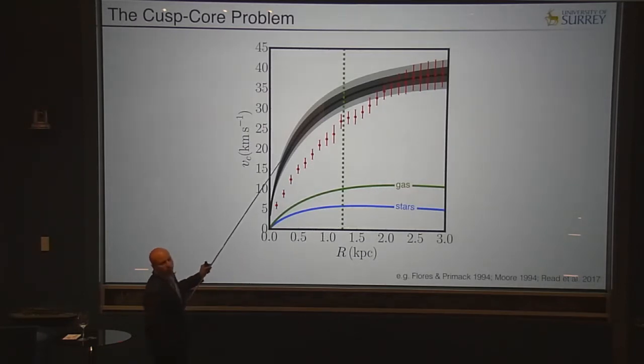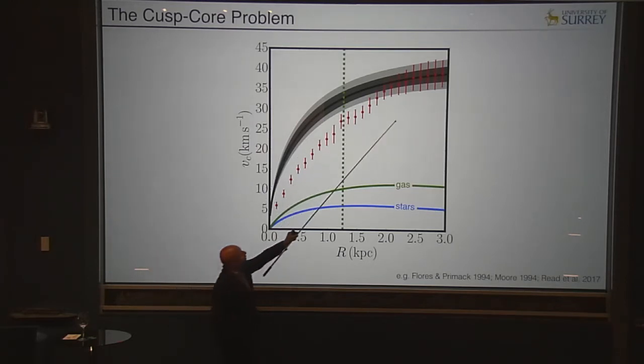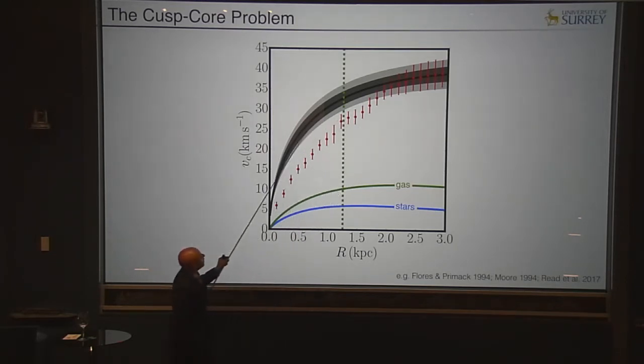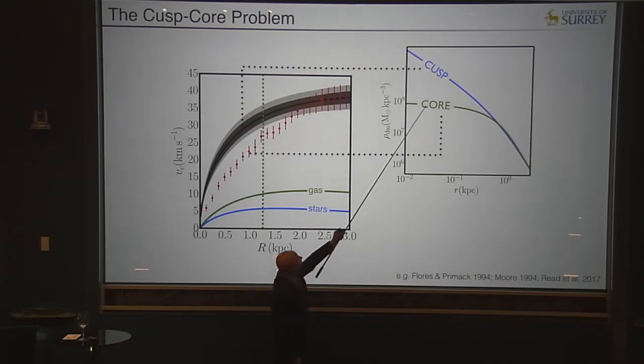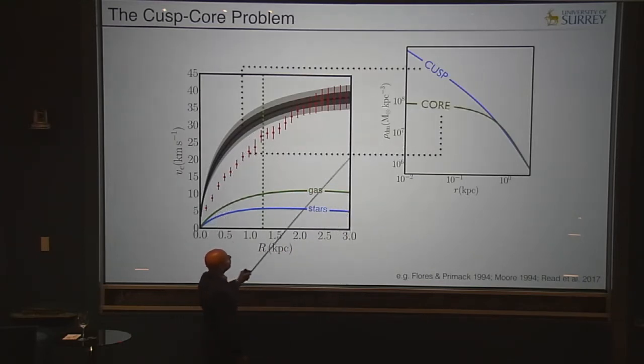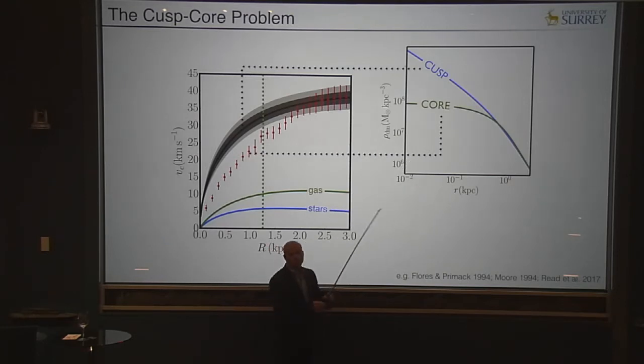But here's the model. It fits out here at large radii, but at small radii, it fails completely. It's predicting lots more dark matter in the middle of this galaxy than the data want. If I turn that into an inference of the dark matter density, here's those cuspy models that I predicted. They're too steep, and the data wants something much flatter, like a core.